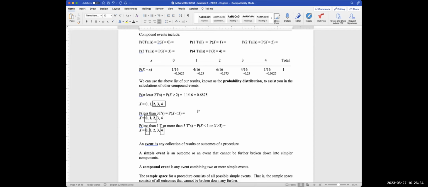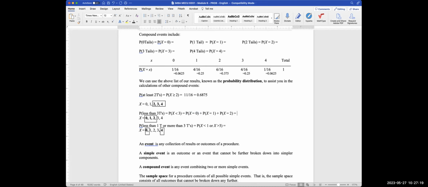So this is less than 3 tails, less than, so that means 0, 1, and 2. So you could write it probability X equals 0 plus probability X equals 1 plus probability X equals 2. So I don't expect you to write it all up. But I want you to understand what you're doing. What is it that you're doing behind? What is your assumption?